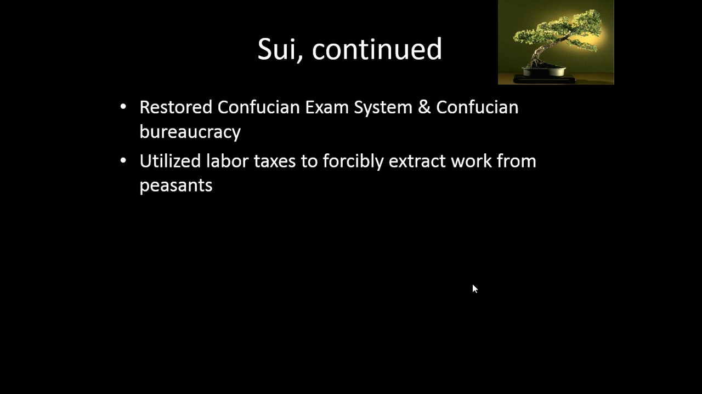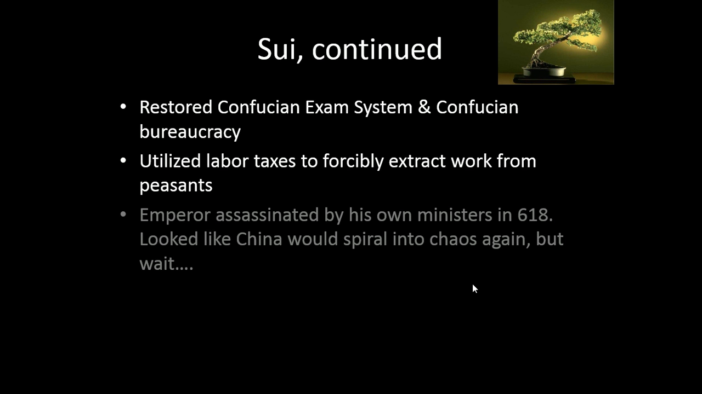All of the dynasties of China pretty much utilize peasant labor taxes, and they're able to extract a huge amount of work out of their peasants and get a ton of really cool big projects done, like the Great Wall and the Grand Canal. The Sui Dynasty ends pretty quickly. Again, it was harsh, it was legalistic. People were not very happy under Sui rule. Very similar to the Qin Dynasty.